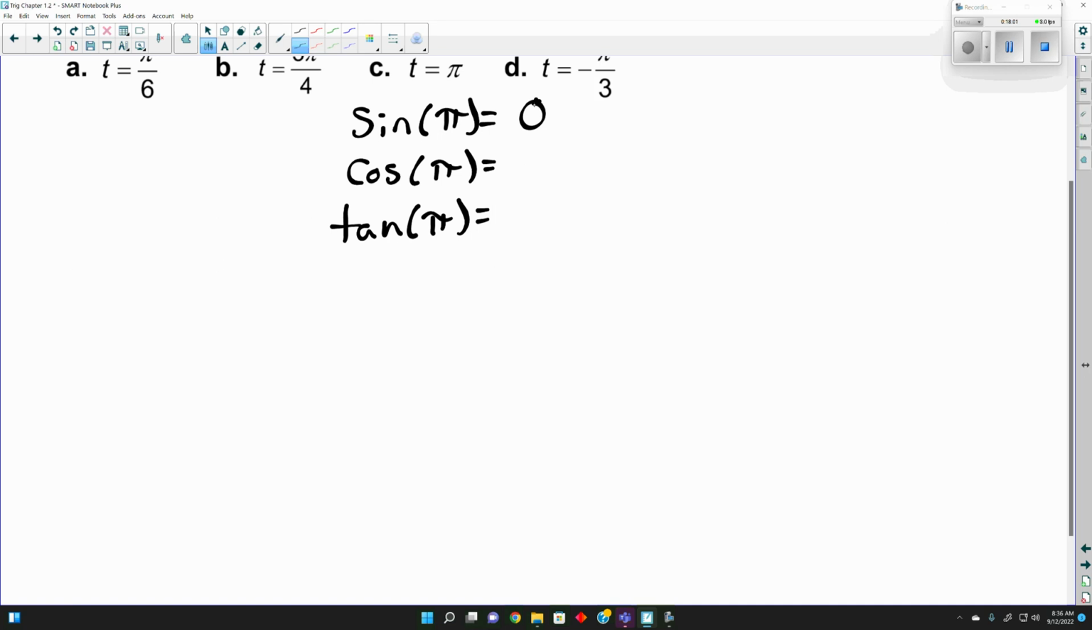Junior boys. 0, because sine is the y value. And cosine is the x value, so we have negative 1. So for this here, sine is 0, cosine is negative 1. Tangent is what? Sine over cosine. So that would be 0 over negative 1, which is 0.